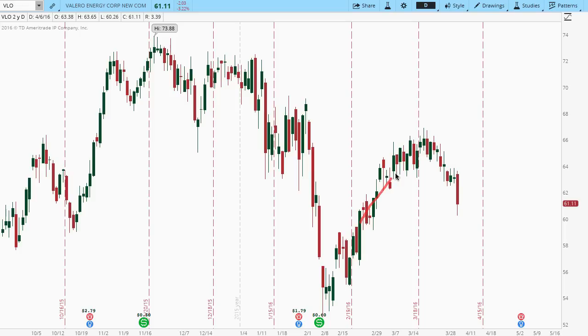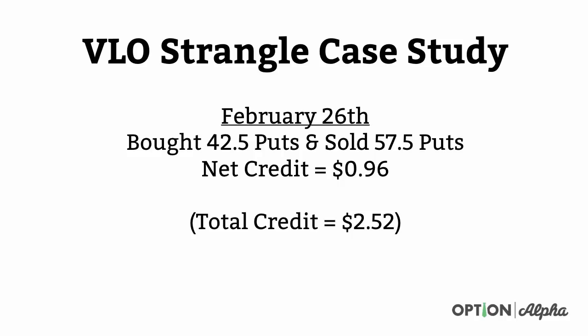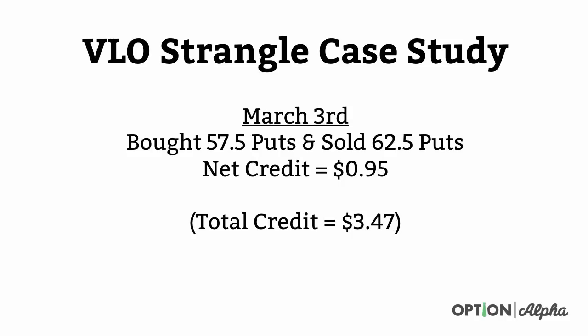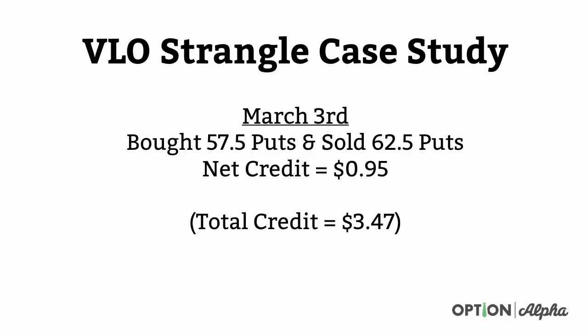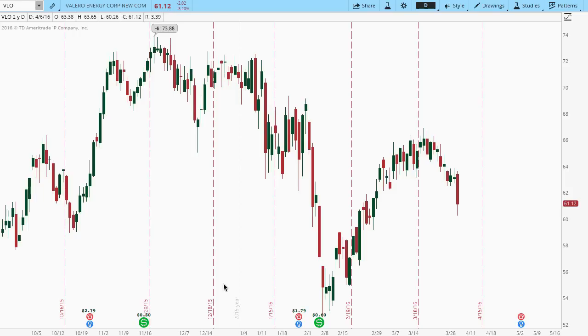But after that date, obviously we noticed that the stock continues to move higher. So all we did is just continue to roll up our put side. On March 3rd, we went ahead and bought back our 57.5 puts, which are profitable, and resold the 62.5 puts, basically creating the straddle at 62.5 for VLO. Again, we took in another $95 credit, and now we took in a huge total credit overall after all adjustments so far of $3.47.